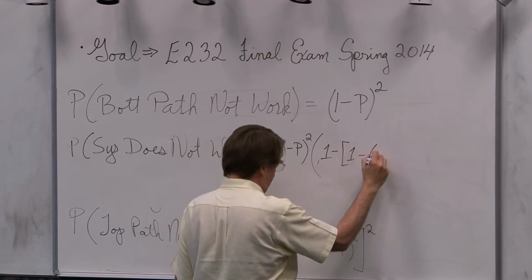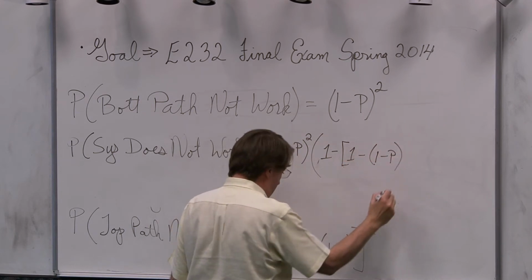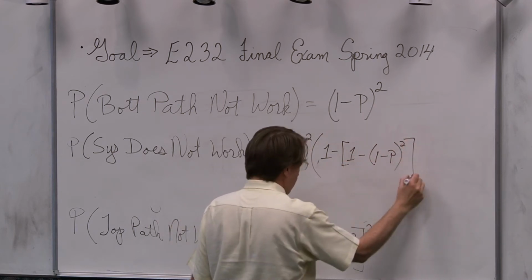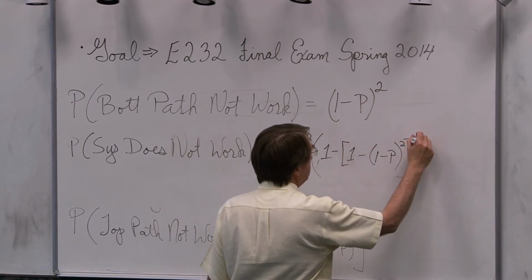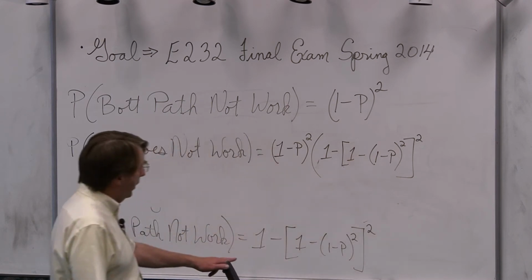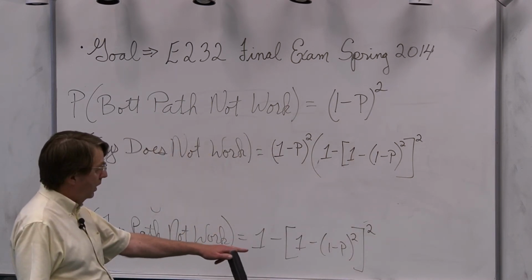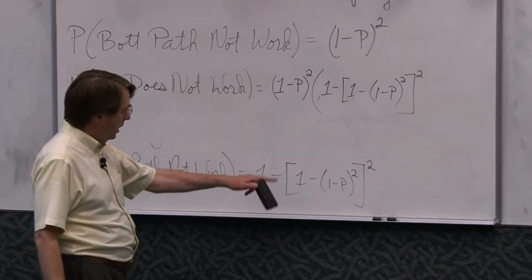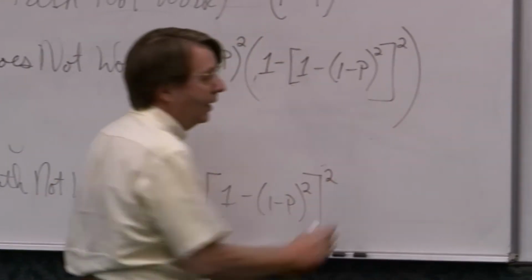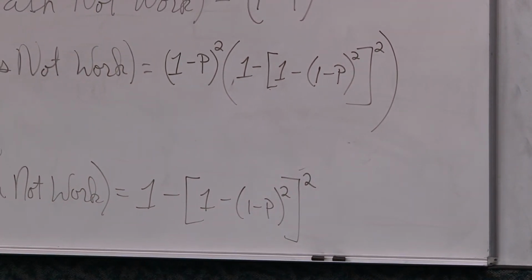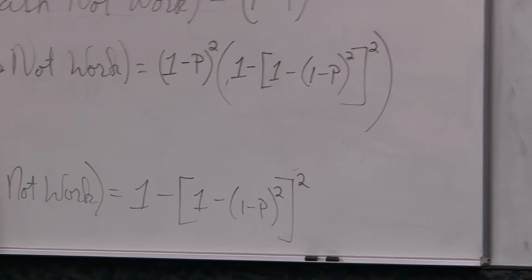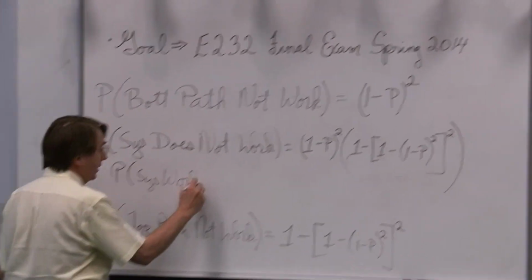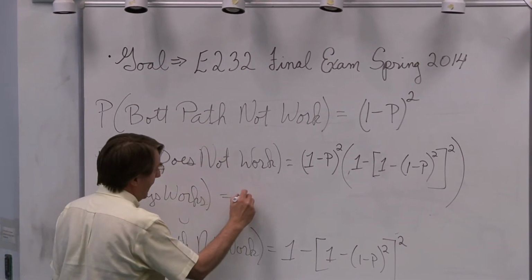1 minus p squared. I don't want to lose a square here. What's the last step? Probability the system works. Now, my colleagues, I have to calculate this.